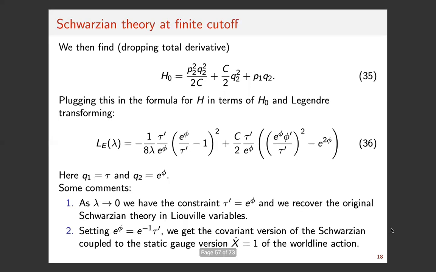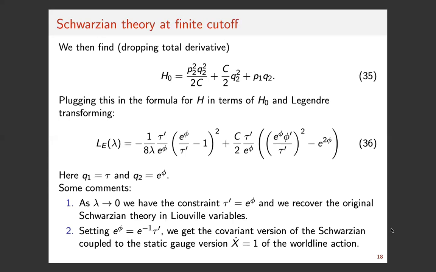Notice that if lambda goes to zero, then this first term basically becomes a constraint where tau prime is equal to e to the phi. If you plug that back into the second piece in 36, you'll recover the Schwarzian action in the Liouville variables. So you have the exponential potential e to the 2 phi, and then there's a phi prime squared.